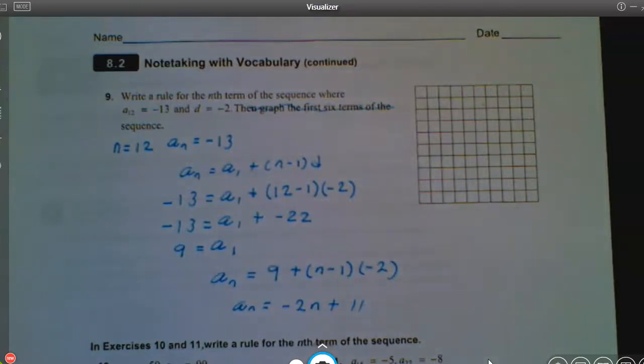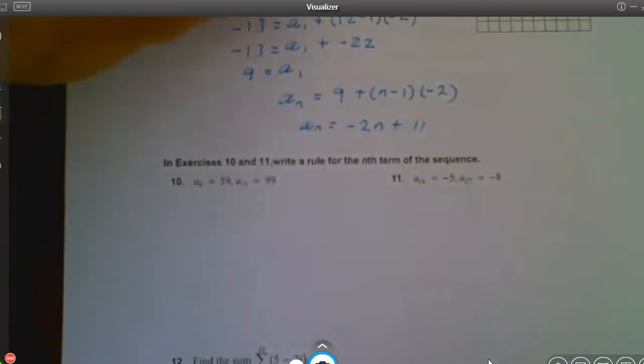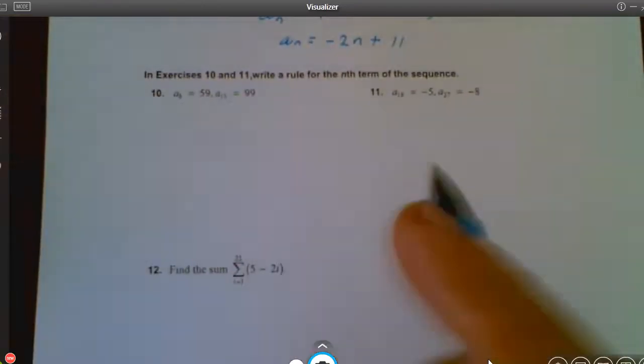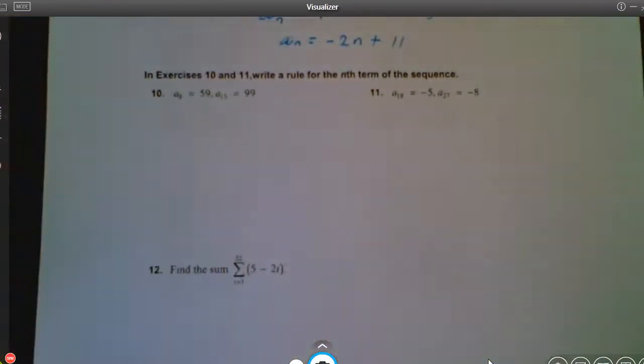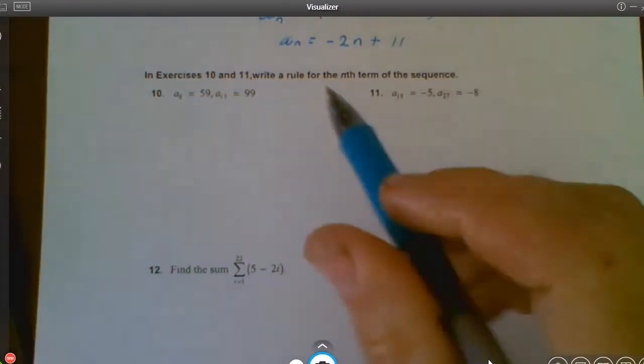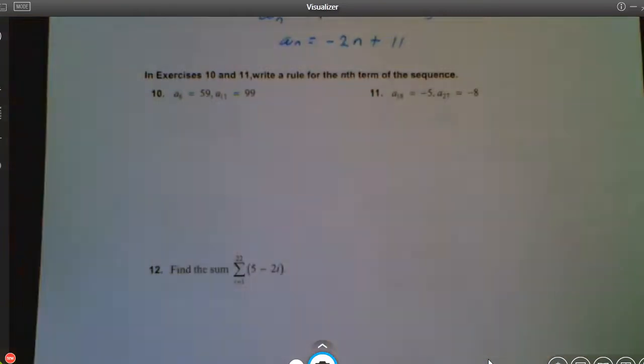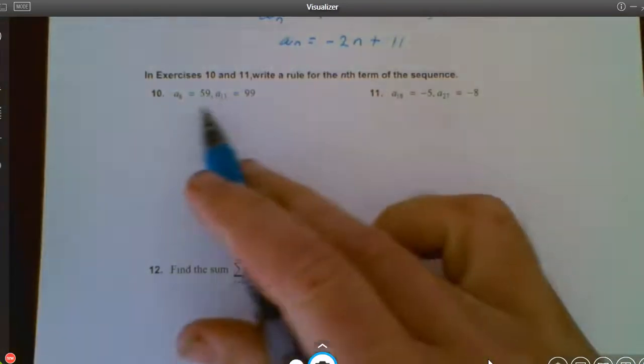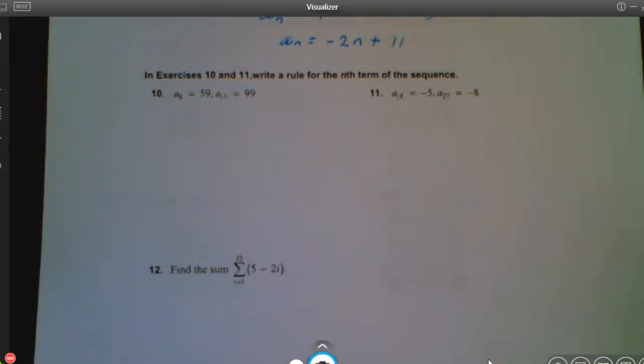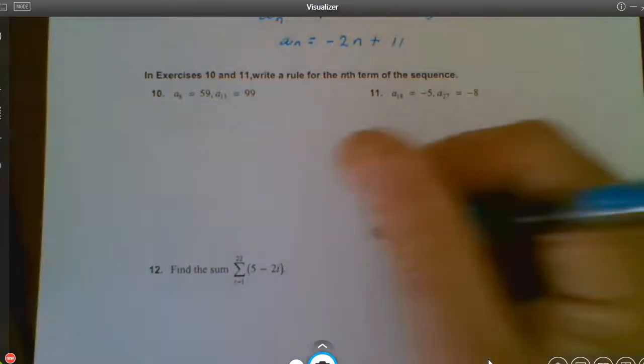All right, let me go down to this one. So for this one, we're actually going to write a system of equations to solve. So I still want to write the rule, which means I still need to know the first term and the common difference, just like I did in all the other ones. But in this case, they didn't tell me either one. I don't know the first term or the common difference, so I got to solve for both.